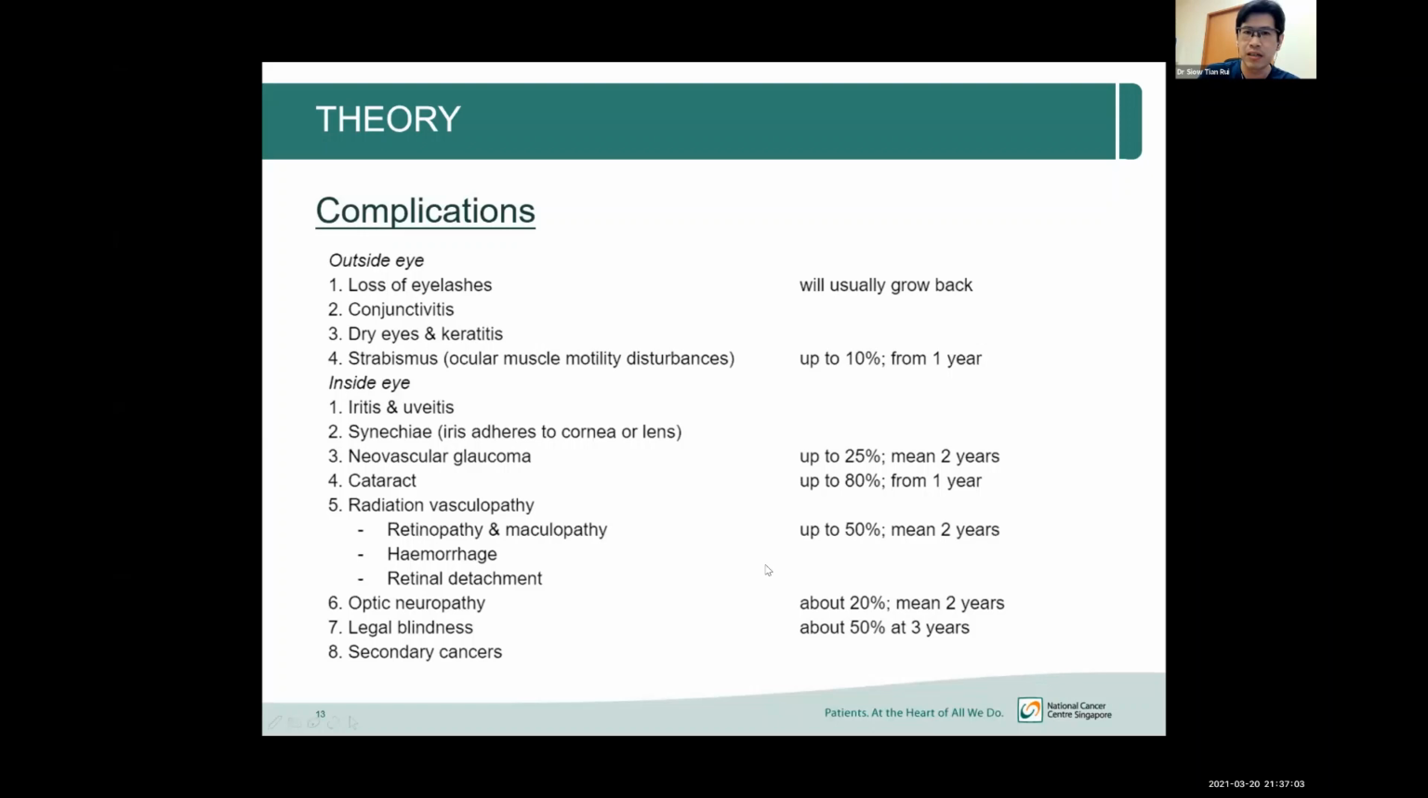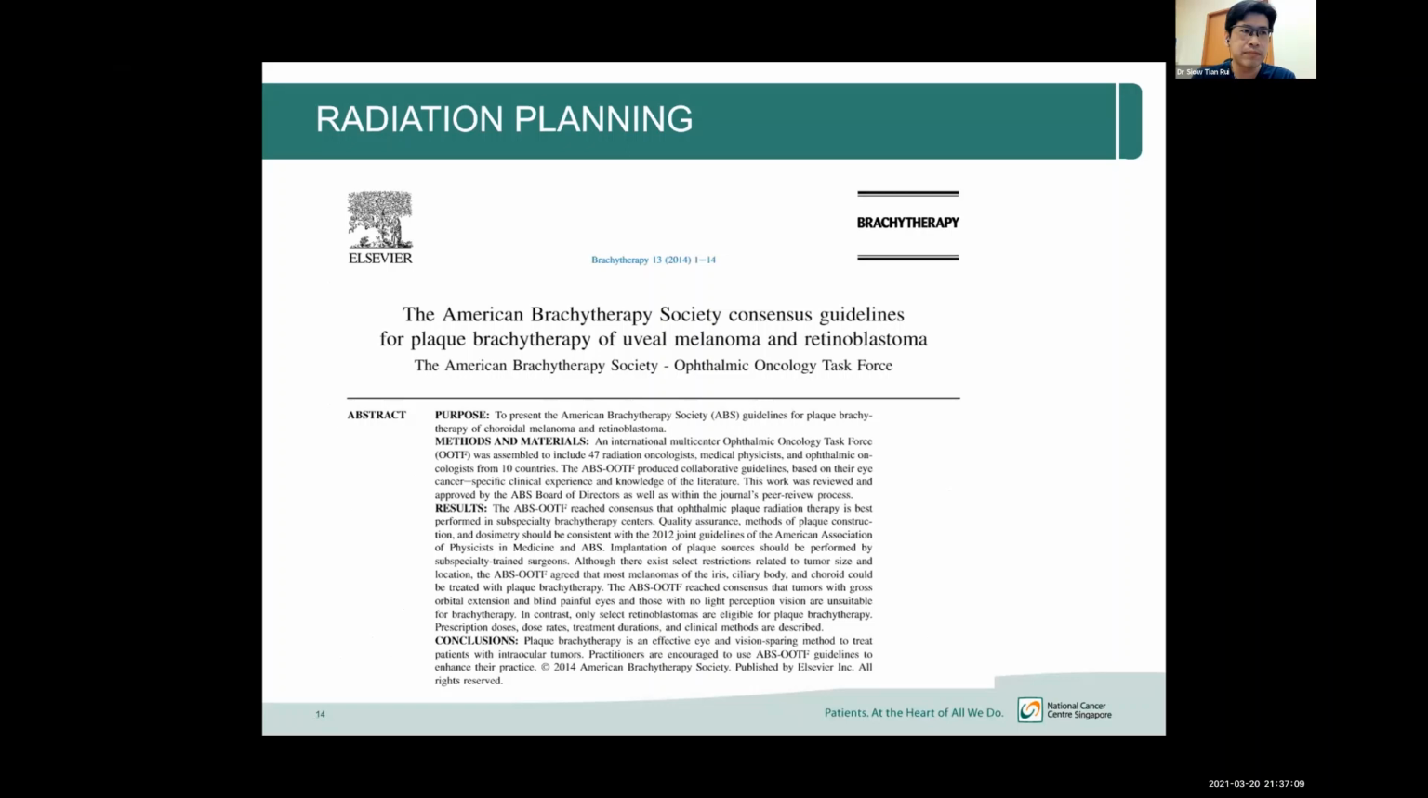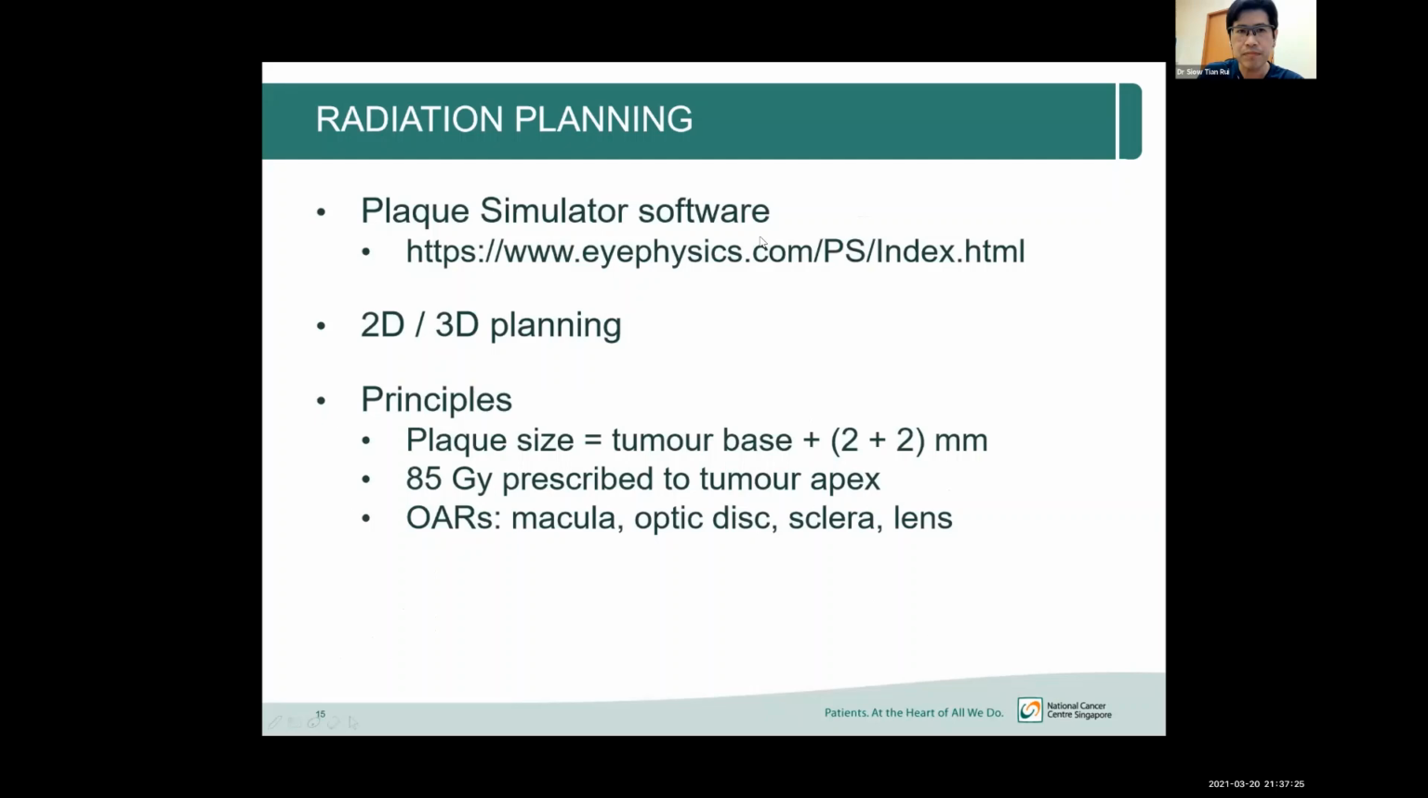So a lot of the numbers, the dose and the parameters that we use for the radiotherapy planning are from the American Brachytherapy Society consensus guidelines for plaque therapy of uveal melanomas. You can probably find this paper online. Okay.